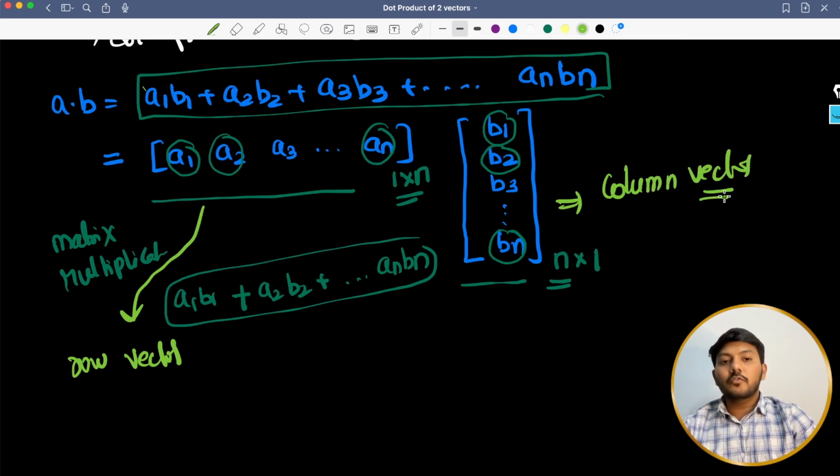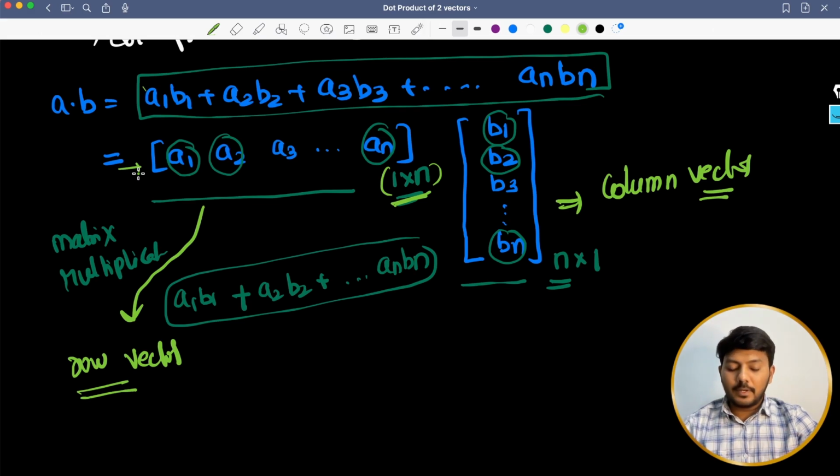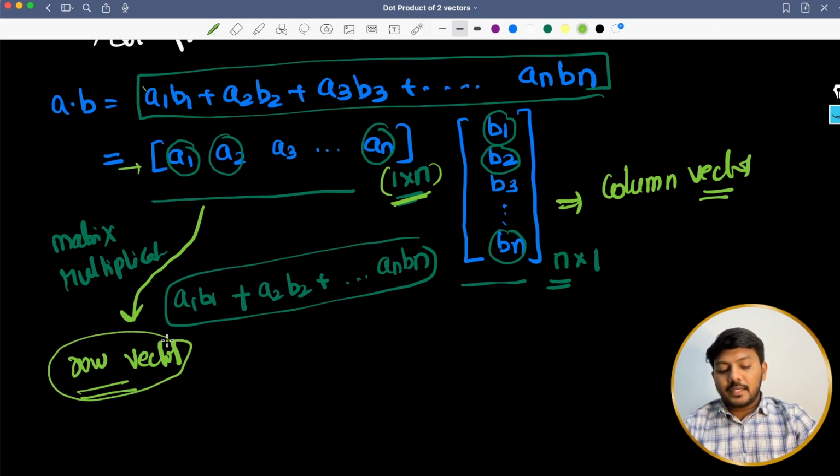In the previous video, we have learned about row vectors and column vectors, right? If the shape is 1 cross n, it has only one row and multiple columns, so we call it a row vector. And if the shape is n cross 1, then it has only one column but multiple rows, then we call it a column vector.